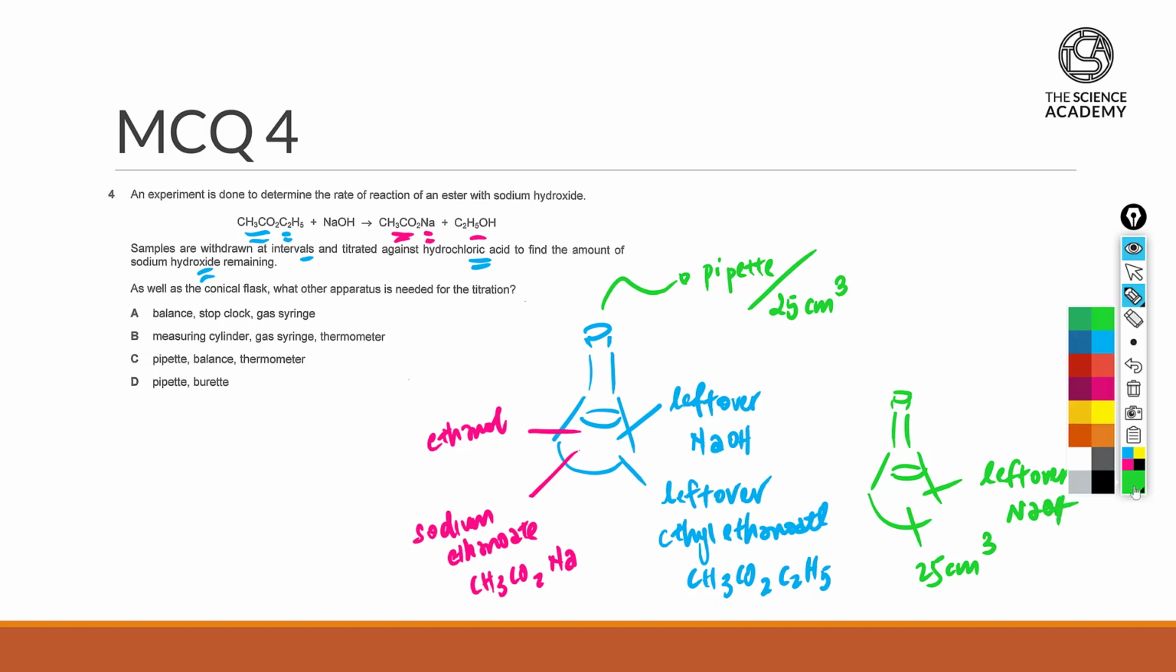And the question mentioned the usage of HCl to determine the amount of NaOH. So HCl will be placed above in a burette, and it will be used to titrate with your sodium hydroxide. Now I believe that as the experiment goes through, at each of the later intervals, the amount of HCl required to fully neutralize the sodium hydroxide in the 25 cm³ sample will become lesser because NaOH would have been used to react with the ester.